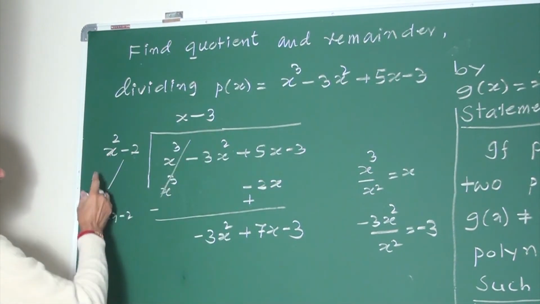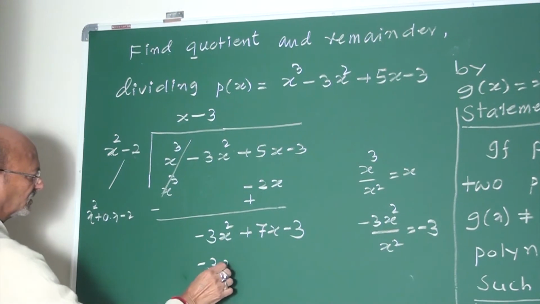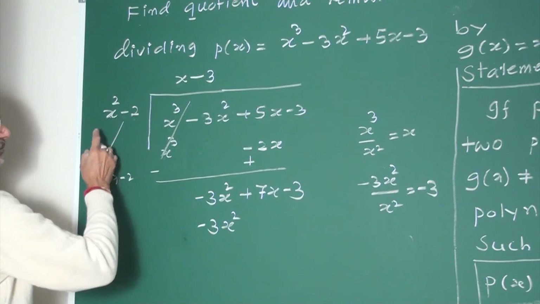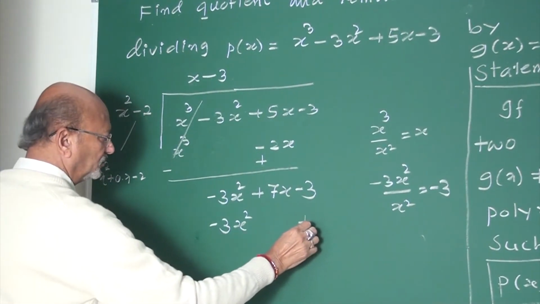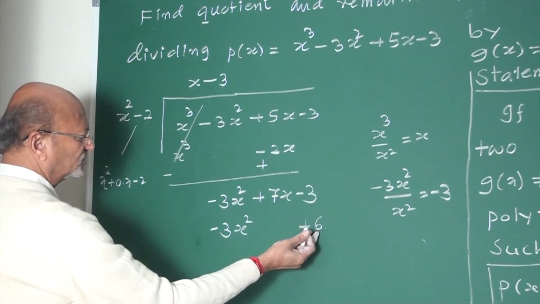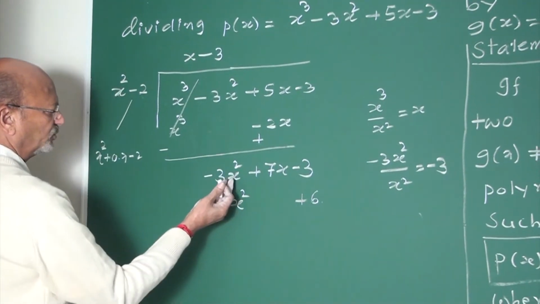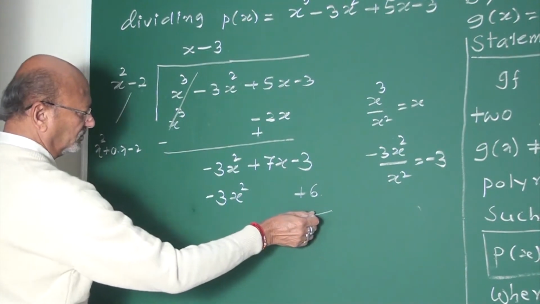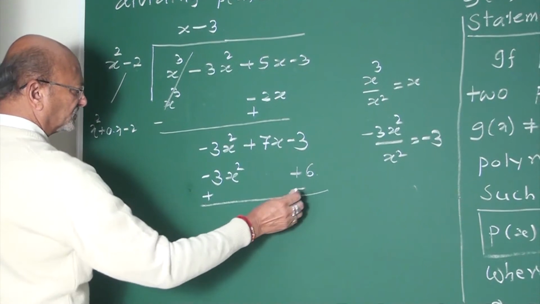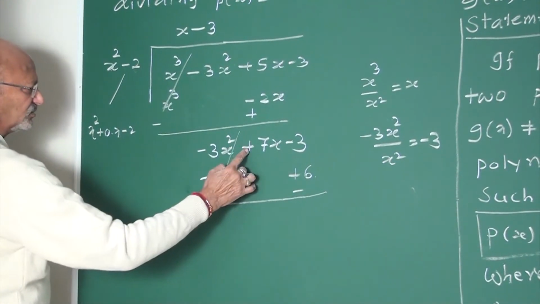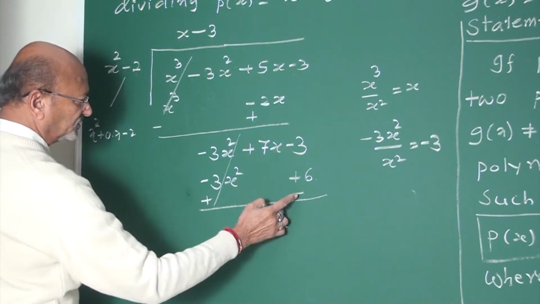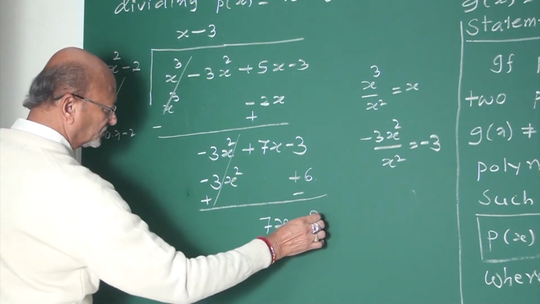Minus 3 into x square is minus 3x square. Minus 3 into minus 2 is plus 6. Write below the constant. Constant below the constant, x square term below the x square term. Change the sign. This cancels. What is it? Plus 7x. Minus 3 minus 6 is minus 9.